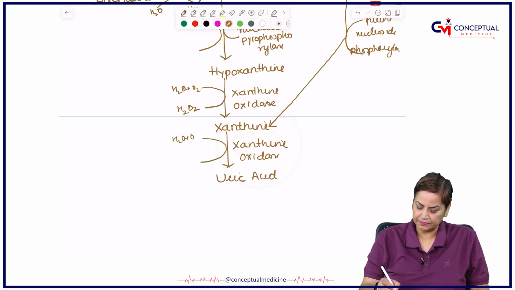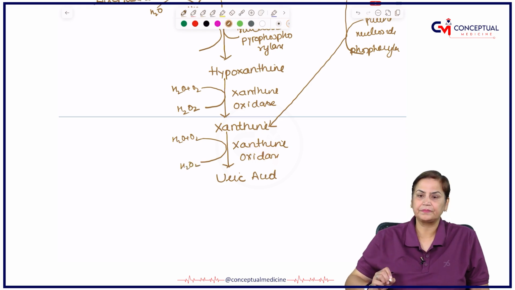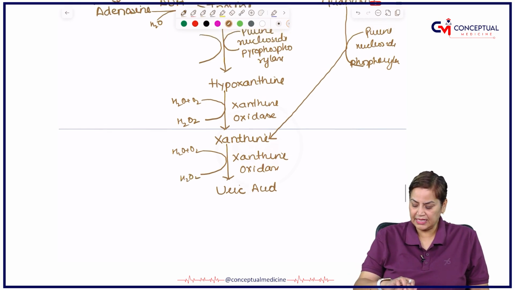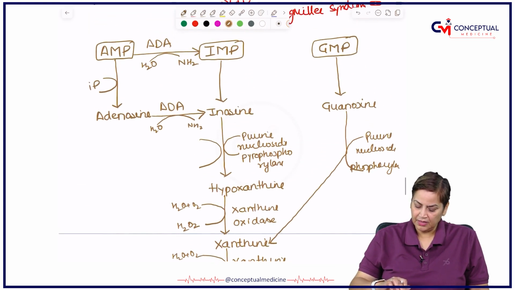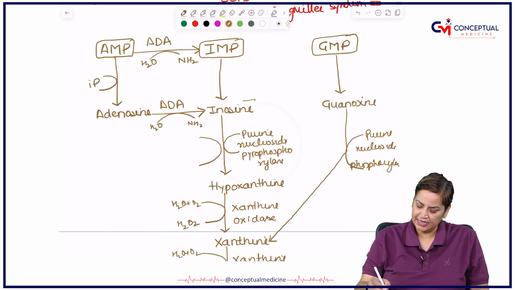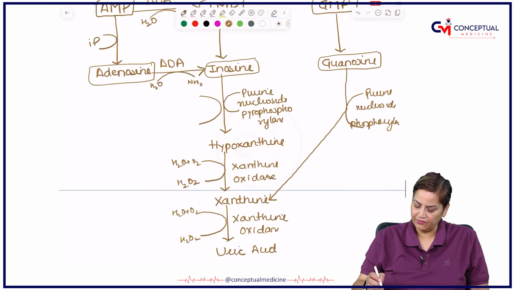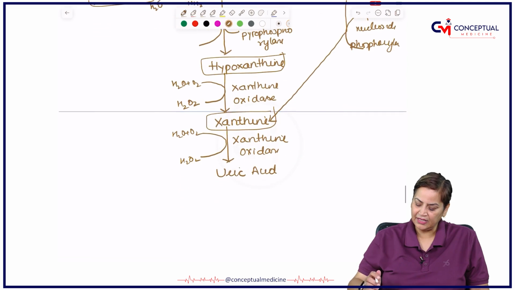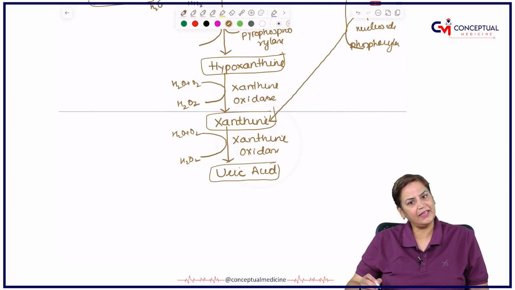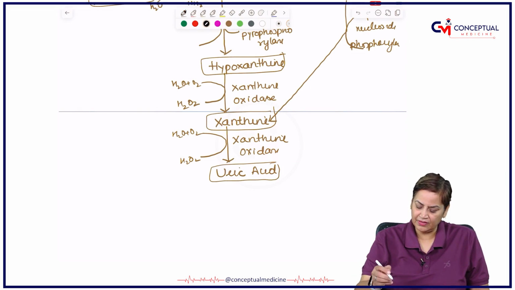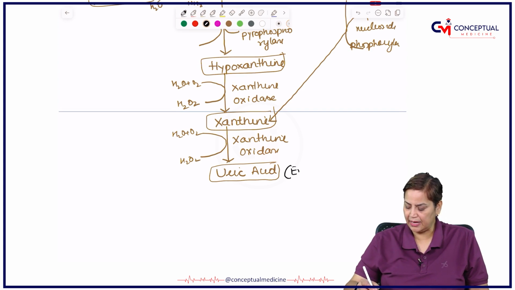So we can say that this is how AMP is degraded, this is how GMP is degraded, and in the end we form hypoxanthine, xanthine and uric acid. So uric acid is the end product in humans.